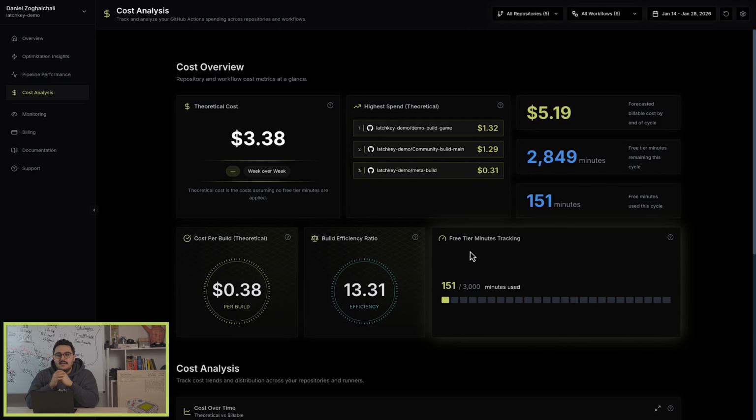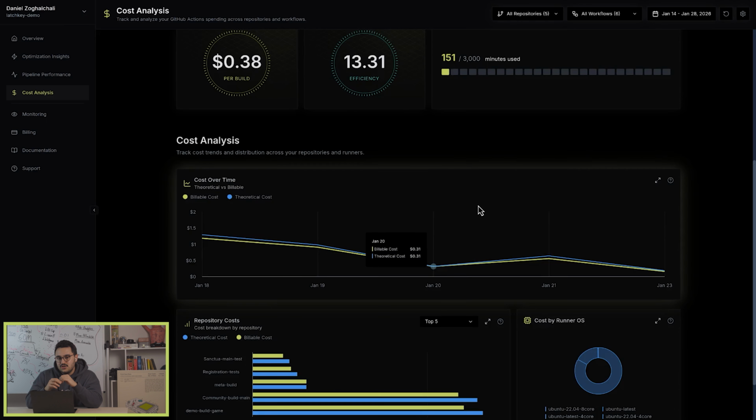The free tier minutes tracking gauge gives you a visual representation of your free tier consumption. GitHub provides 2,000 free minutes per month for private repositories, and this meter shows exactly where you stand against that limit. The second section is cost analysis, where we dive deeper into the data.